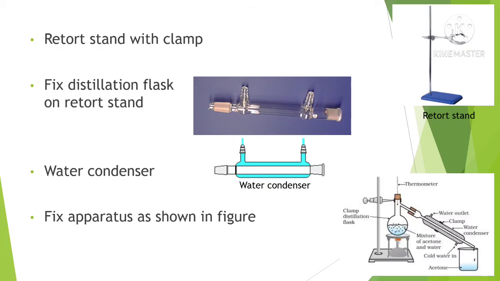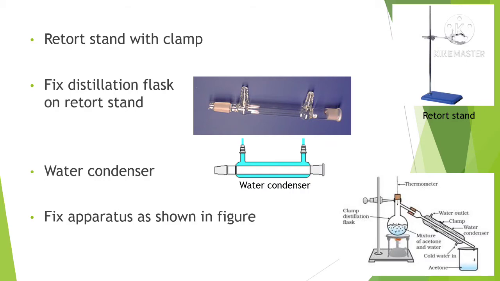When we have to cool the vapors and convert them back into their liquid stage, then we use the water condenser. The name water condenser is given to this apparatus because we are using water to condense something. Now we will fix the water condenser and the other apparatus as shown in the figure. Like, we have attached the distillation flask to the retort stand with the clamp.